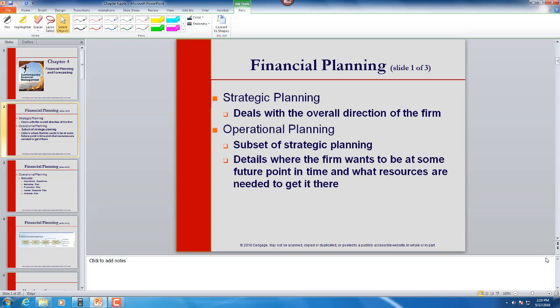So financial planning for a company starts with strategic planning. Strategic planning deals with the overall direction of a firm. And once you have the strategic plan, you have several operational plans which will take you towards your strategic goals. Details of where a firm wants to be at some future point of time and what resources are needed to get it there.